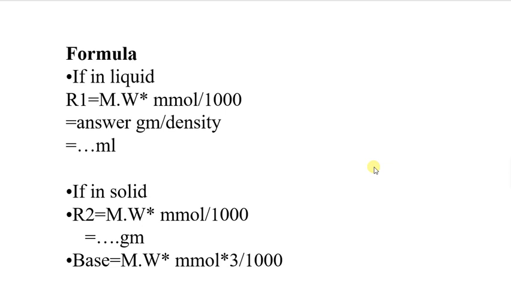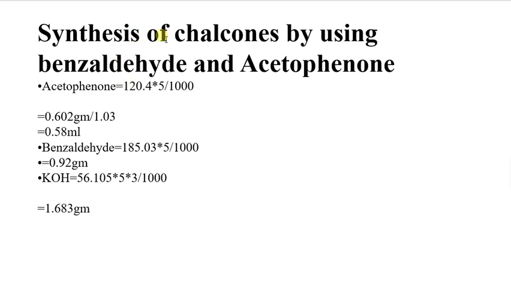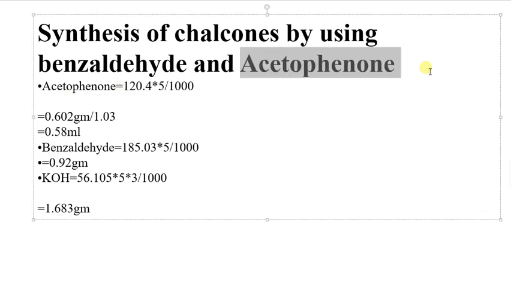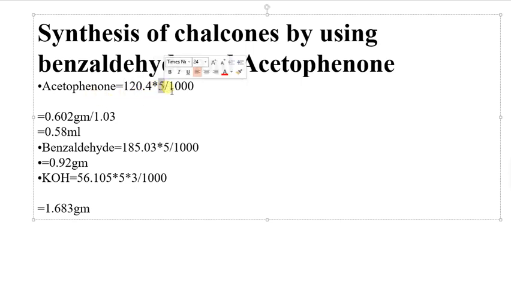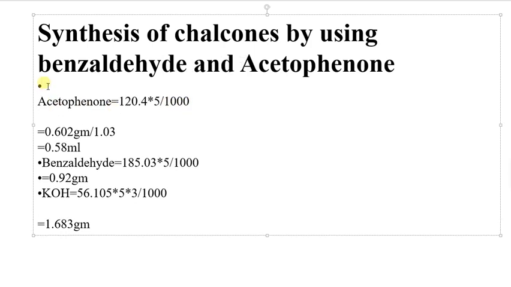I simply show you one example. For example, I am synthesizing chalcone by using benzaldehyde and acetophenone. So acetophenone, as it is in liquid state, is simple acetophenone on which no group is present. Okay, so what I have to do is, as the molecular weight of acetophenone is 120.4, I multiply it by 5. Why do I multiply it by 5? Because I am using a 5 millimole reaction.